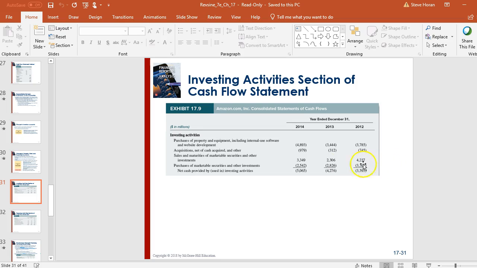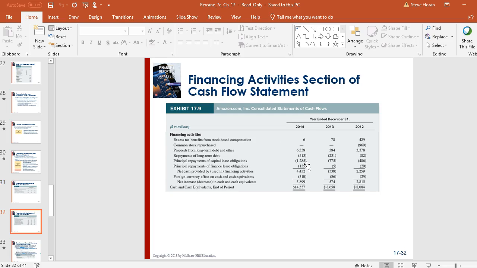So you can see here for Amazon in the most current year, they invested more than what they sold off. You know, some years it works out that way, some years it doesn't. So you can see here that they sold off 4.2 billion in 2012, but invested 3.3 billion, for example.